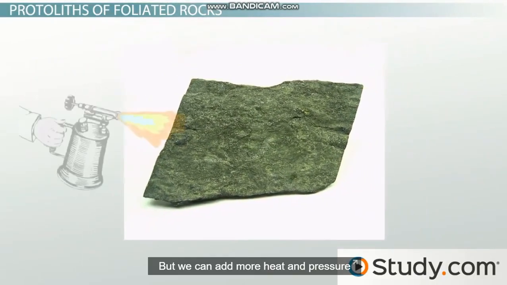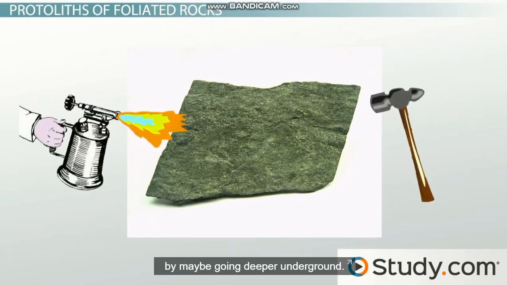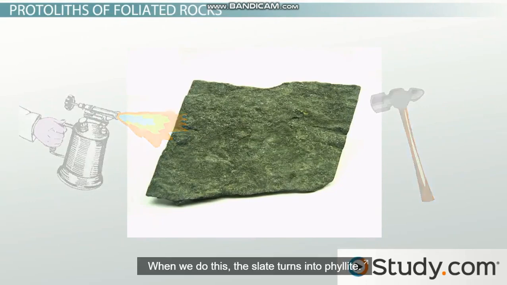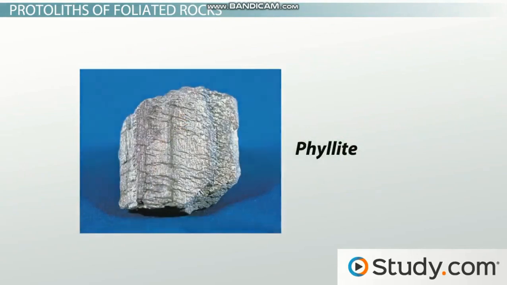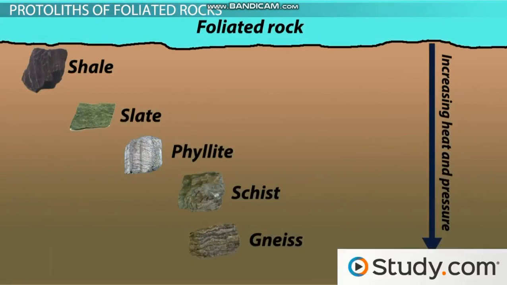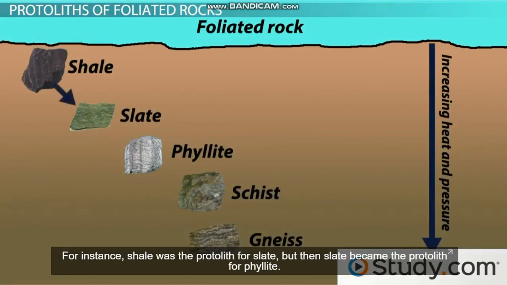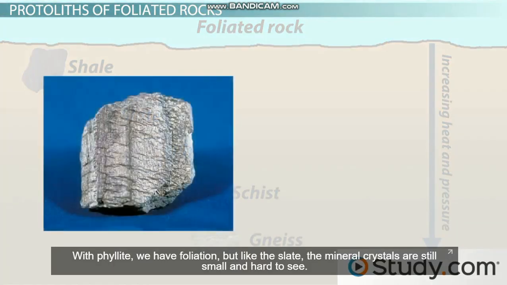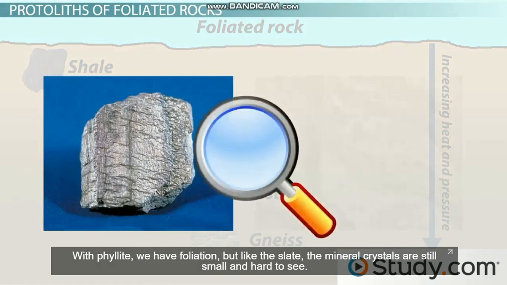But we can add more heat and pressure by maybe going deeper underground. When we do this, the slate turns into phyllite. So we see that we are getting an ordering to our metamorphic rocks as we're adding more heat and pressure. For instance, shale was the protolith for slate, but then slate became the protolith for phyllite. With phyllite, we have foliation, but like the slate, the mineral crystals are still small and hard to see.